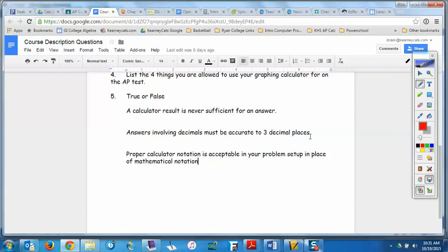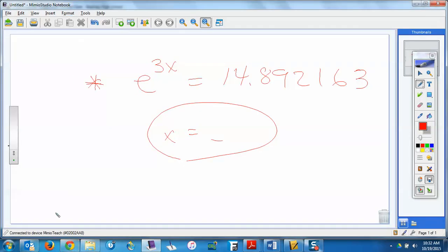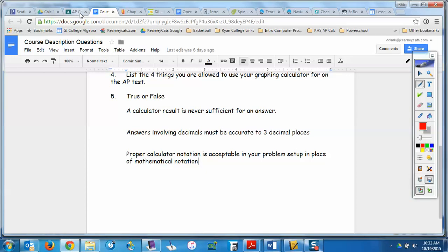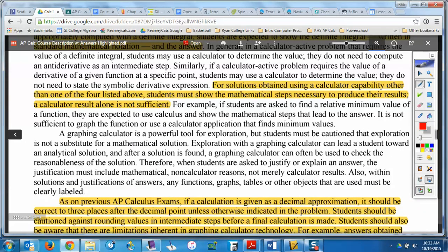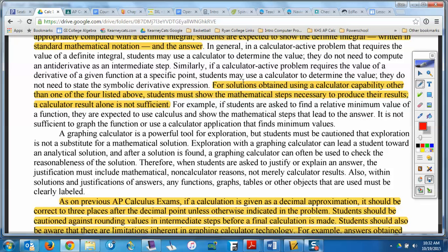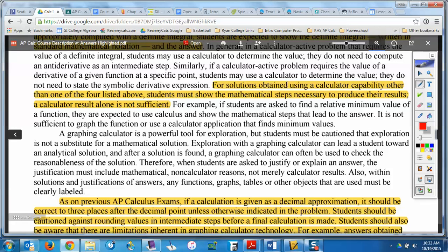Answers must be accurate to 3 decimal places, that is true. Proper calculator notation is acceptable in your problem setup in place of mathematical notation. That is false. And I believe it says that word for word. This talks about students. For solutions obtained using a calculator other than one of the 4 listed above, students must show the steps necessary. A calculator result alone is not sufficient.